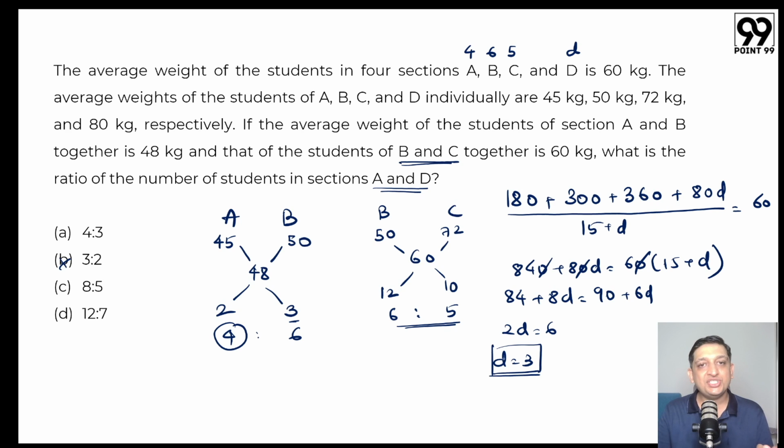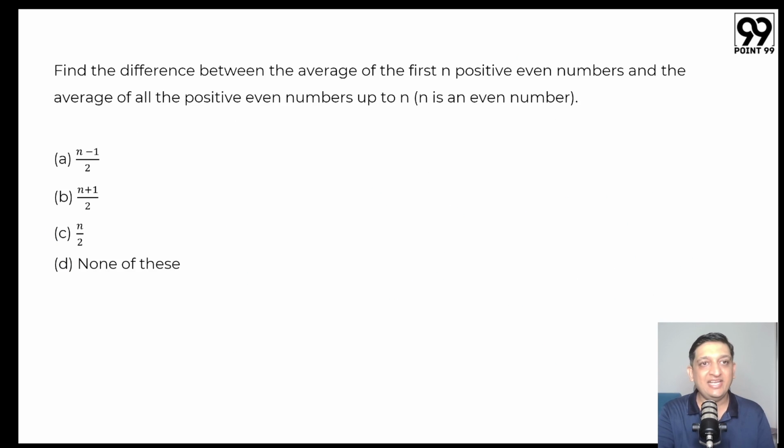So what is the ratio of the students in A and D? The number of students in A in our example was 4. The number of students in D in our example was 3. So the answer is going to be option A, that is 4:3. Let's look at the next question.